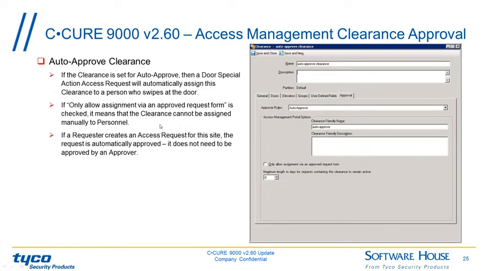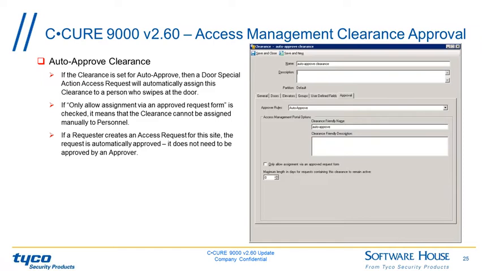All right, I'm out of order here. Let's do this. Auto approve clearance. So if you set it for auto approve, if a door special request occurs, somebody's rejected at a door, the door creates a special request, and you've set this for auto approval, then that will automatically assign the clearance to the person who swipes to the door. And it will be registered in the system that an approval occurred.